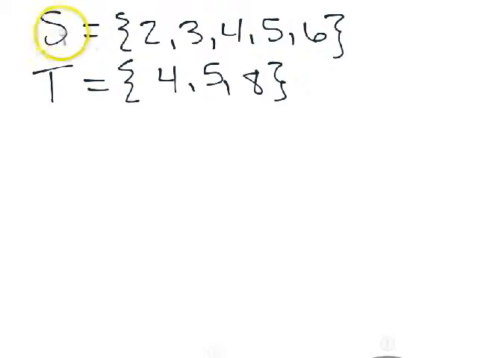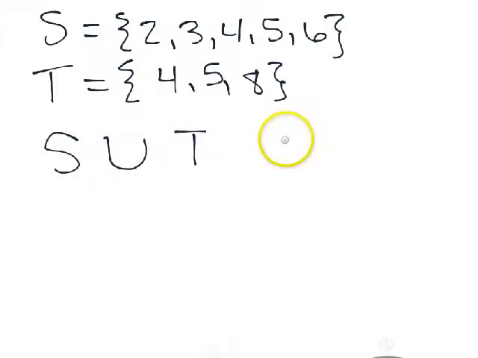Let's say we have two sets, S being the one we just talked about, 2, 3, 4, 5, 6, and a new set T, just the numbers 4, 5, and 8. So here's our example. We're going to take the union of the two sets. So we denote that with a big U in between them. So this is the union, and the union is what they have in common.